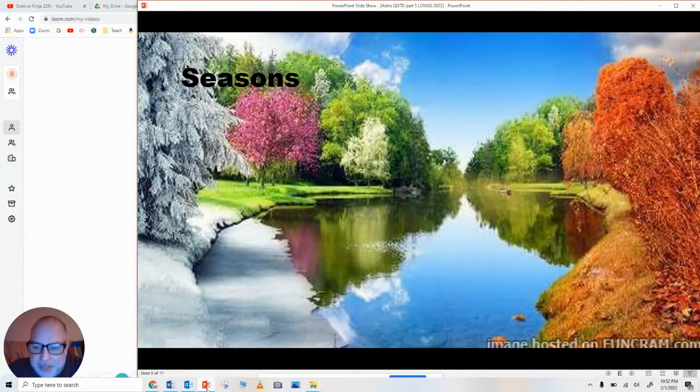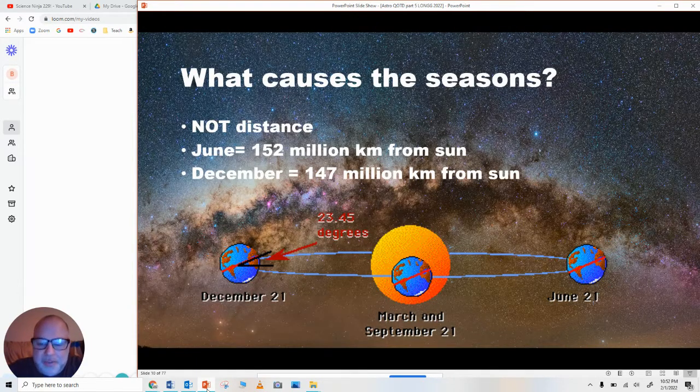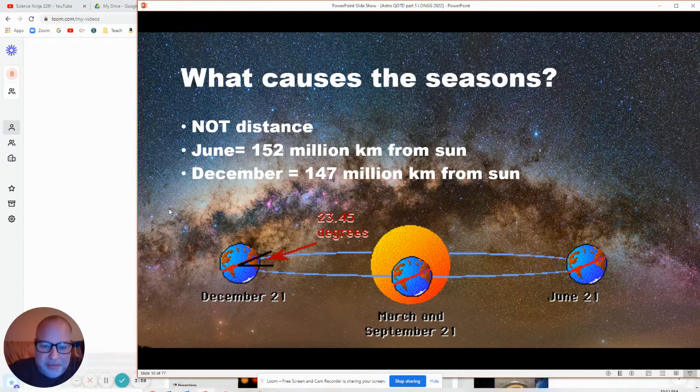Okay, but the main event of today is the seasons. What's causing those seasons to happen? Well, let's first talk about what's not happening, all right? It's not the distance from the sun, right? Because look at this. If we measure it in the summertime, we are 152 million kilometers from the sun, roughly speaking. But in the wintertime, look, we're only 147 million kilometers from the sun. I mean, no wonder, right?